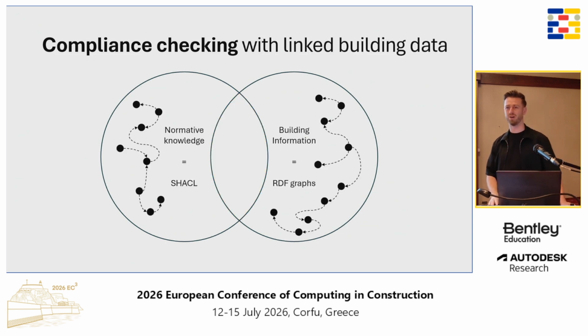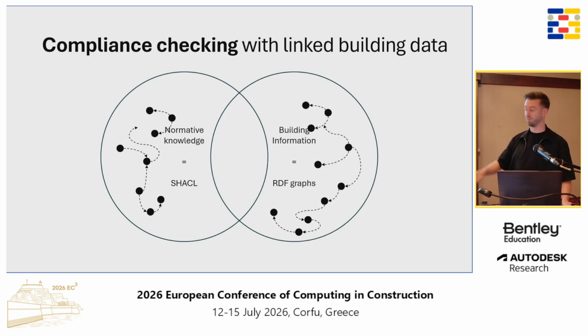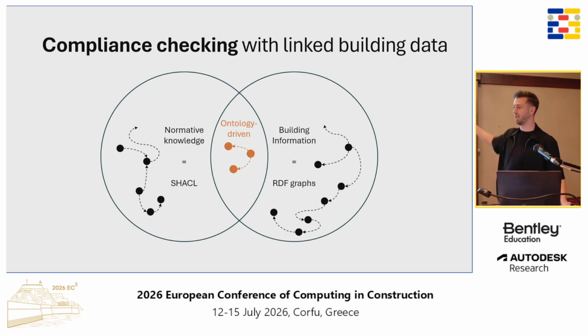And as I work in the semantic web and in building data, that would practically mean that on the one side we have these building information models, which are graphs. And on the other side, we have the normative knowledge that we try to serialize as SHACL shapes, which is a constraint language that we can use to check the graphs. And then what happens in the middle in the compliance checking is we basically check whether these two match, right? Which is an ontology-driven process. So we need semantics or ontologies that bridge the two knowledge domains.